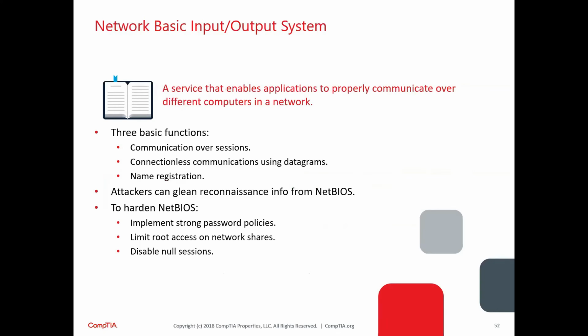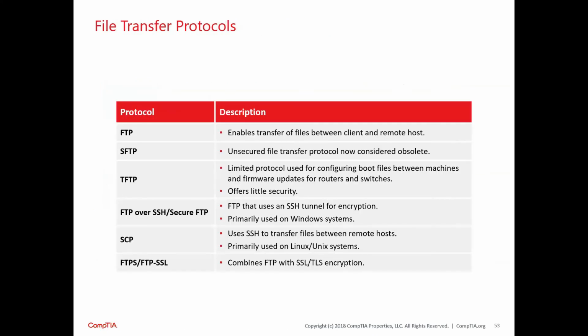Then we have the Network Basic Input-Output System or NetBIOS. This is a service that enables applications to properly communicate over different computers in a network. And the rest are other transfer protocols like FTP, SFTP, TFTP, FTP over SSH, and SCP plus FTPS. Some of these protocols are not secure. Like FTP is not secure, while SFTP is a secure way of doing FTP.